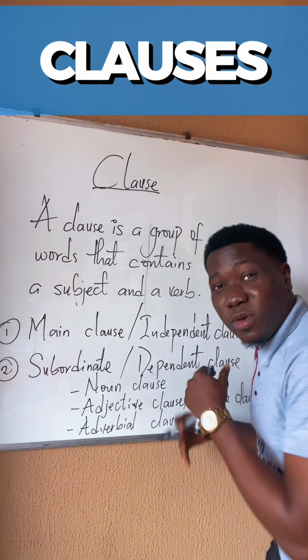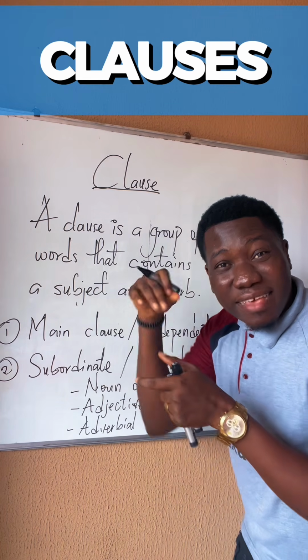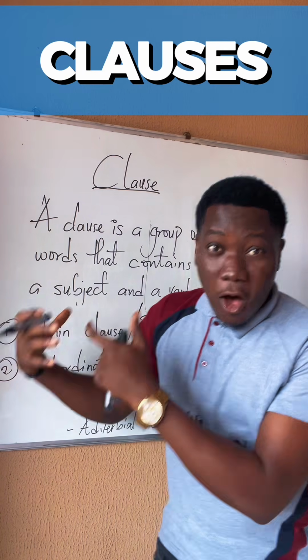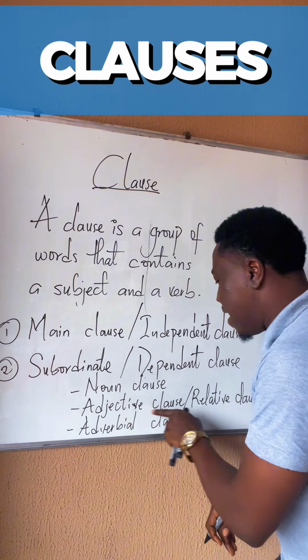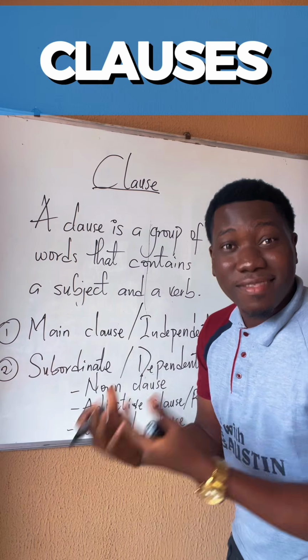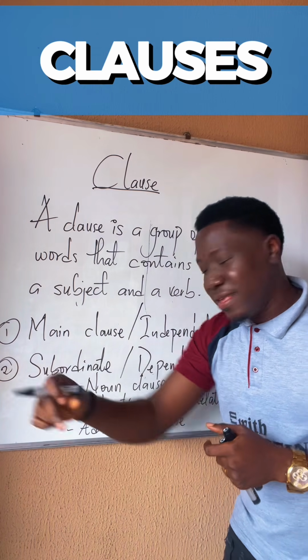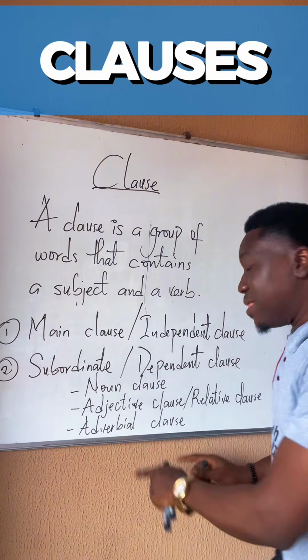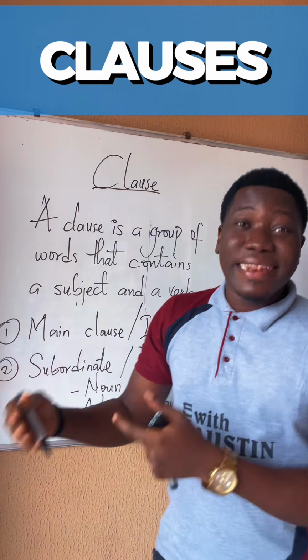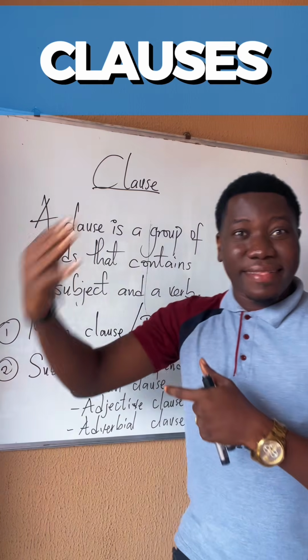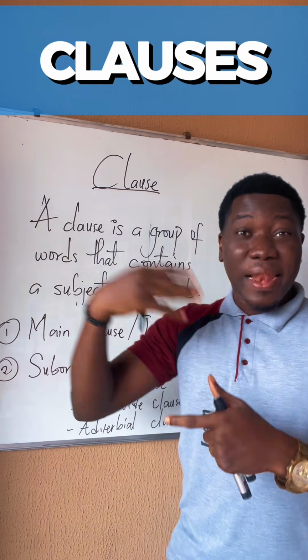You have the noun clause, which functions as a noun in a sentence, acting either as the subject of the sentence or the object of the sentence. You have the adjective clause, functioning like an adjective, describing a noun in the sentence. You have the adverbial clause. The adverbial clause acts like an adverb, modifying a verb, giving reason, condition, time, place, and so on and so forth.